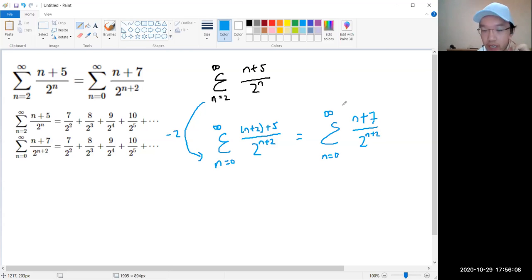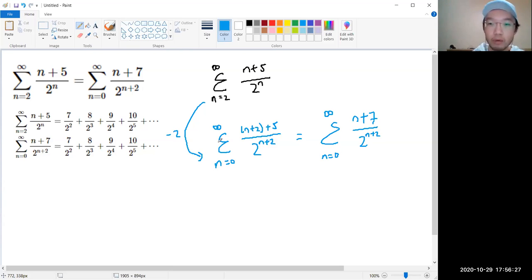Okay, so that's index shift. Have you guys done this before? No. Okay, so yeah, this is something new then.